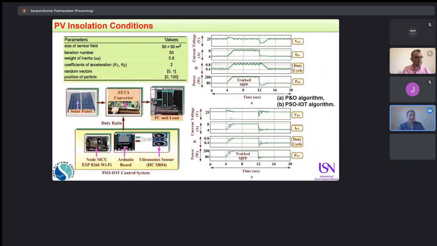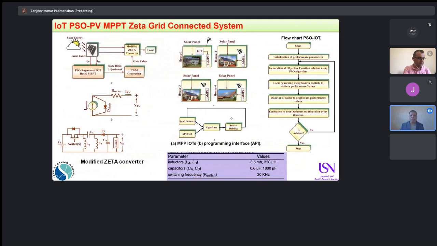Since the time is very short for me, I would like to give you some applications. Also, we worked on smart home applications by using IoT sensors, where we use particle swarm optimization, grid connected systems. So there are 4 homes which are connected with photovoltaic panels, and we use IoT sensors to control all the parameters by using particle swarm optimization algorithms. And we are trying to control the Z source converter, then connected to the load system.